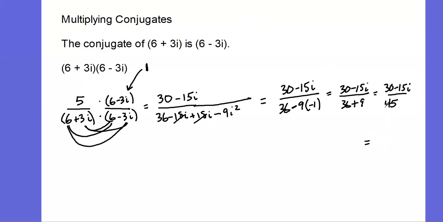One other thing here, notice that this can be simplified. I can actually pull out a 15 here. So this would be 2 minus i, and I have that over 45. 15 over 45 reduces down to a third. So I can view this as 2 minus i over 3. And to get this in the standard form of a complex number, we could write this as 2/3 minus 1/3 i.